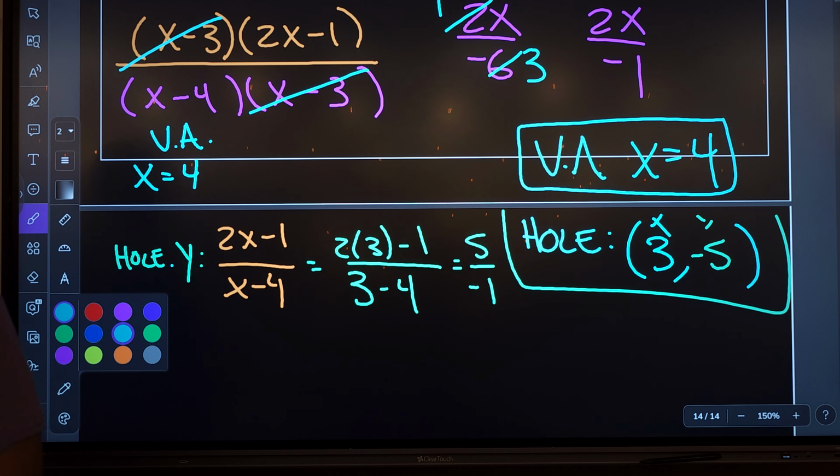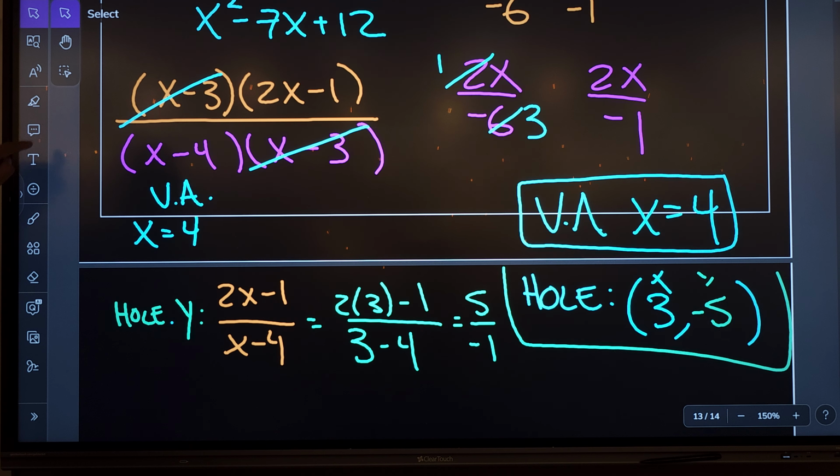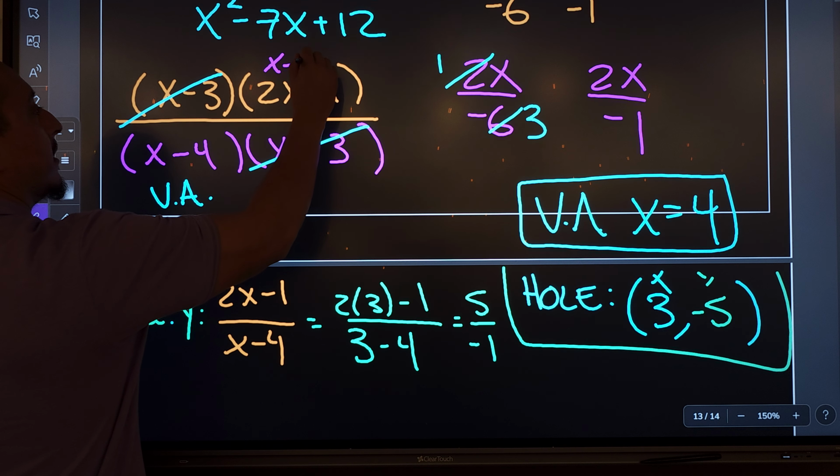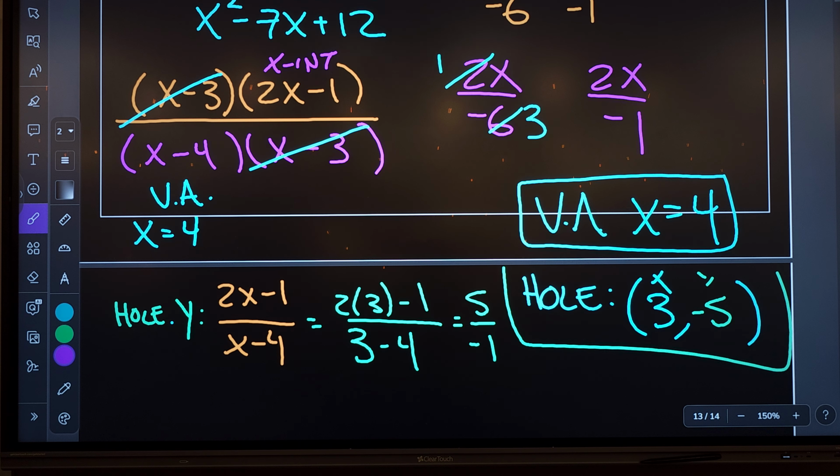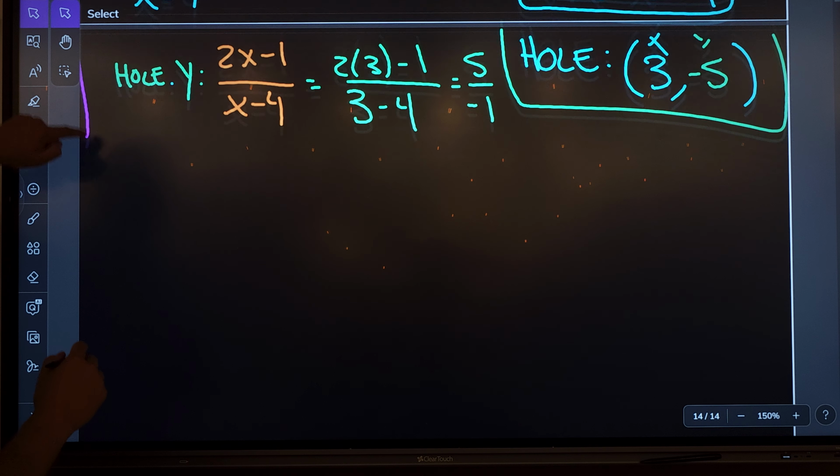And the top one that doesn't cancel, that's your x-intercept. So this is my x-intercept. Does anybody have a question so far? Those of you that are with me? No? Okay. So my x-intercept, I'm going to show you the work for that.